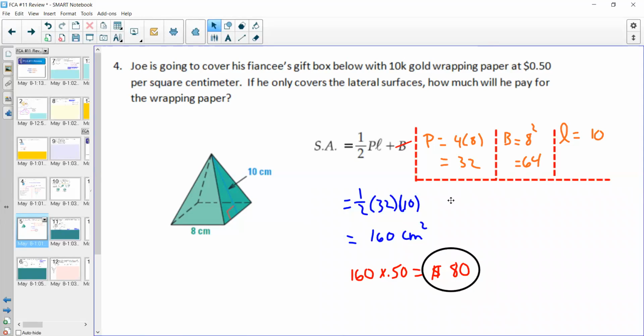Okay. So again, we're not concerned with the area of the base because we are only concerned with the lateral surfaces. So we find that we're covering 160 square centimeters at 50 cents per square centimeter. So it's going to cost us $80 to wrap our wedding gift here, our engagement ring.